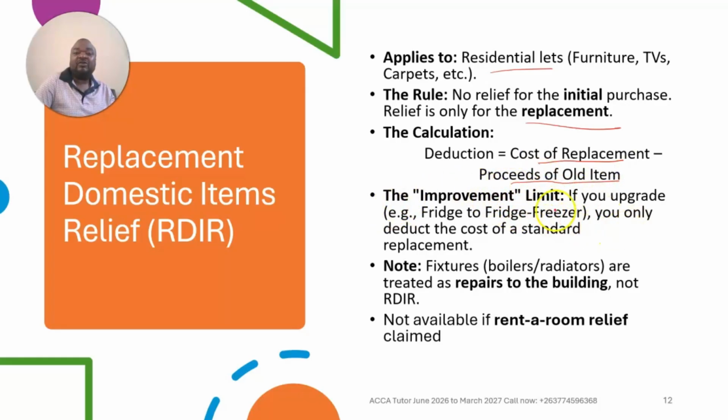The improvement limit. If you upgrade, for example, a fridge to a fridge freezer, you only deduct the cost of a standard replacement. Please note, fixtures, for example, boilers and radiators, are treated as repairs to the building, not RDIR. This RDIR is not available if rent a room relief is also claimed. So if you are claiming the rent a room relief, you are not going to claim any RDIR.